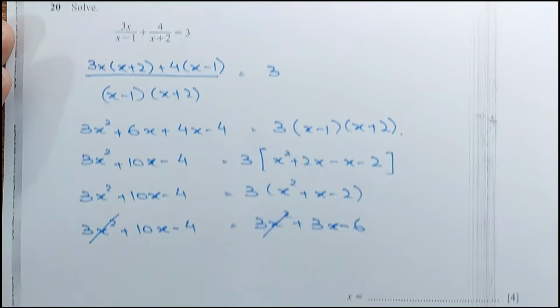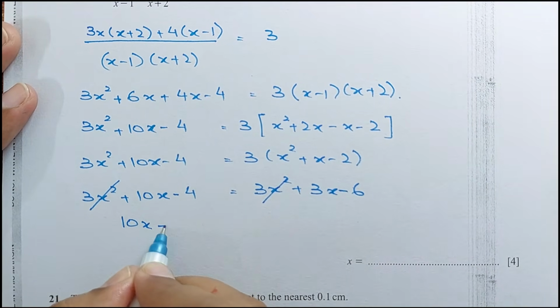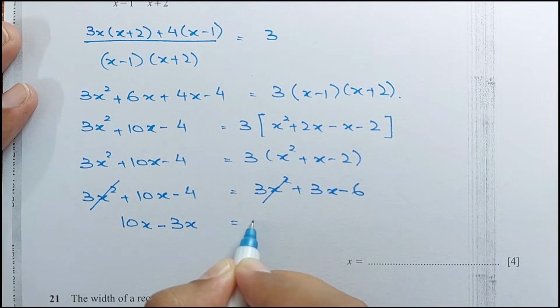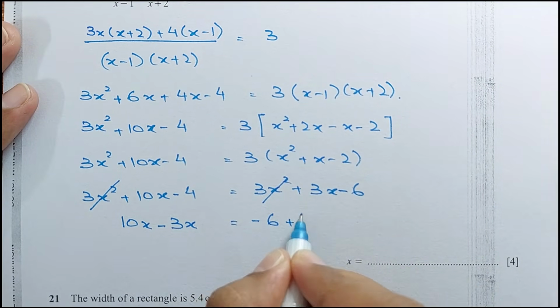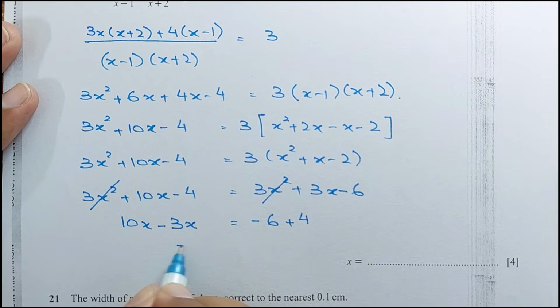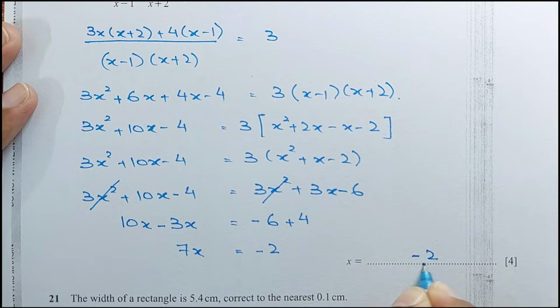3x square and 3x square on both sides are cancelled out, so we can say 10x, and shifting the 3x to the other side becomes minus 3x. We have negative 6 on the right, and shifting the minus 4, it becomes plus 4. From 10 take away 3 is 7x, and from minus 6 plus 4 is negative 2, so x is minus 2 over 7.